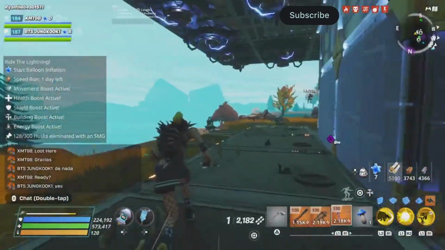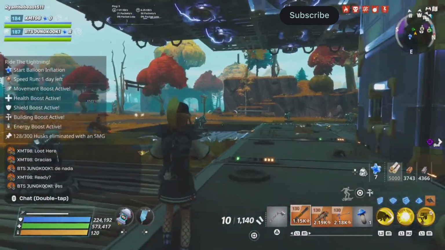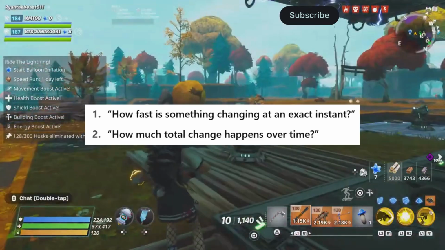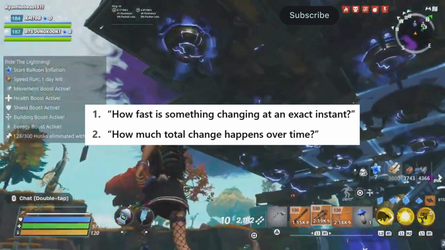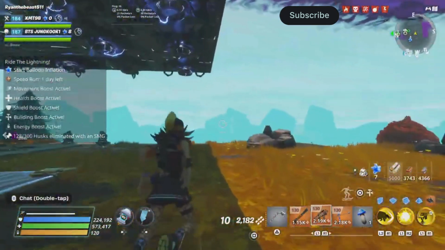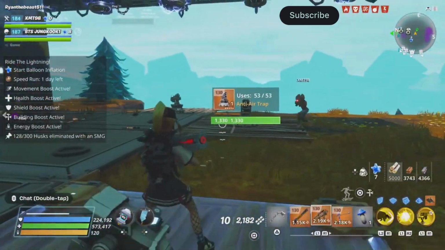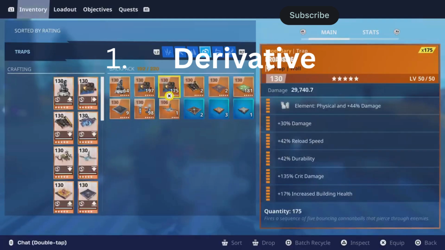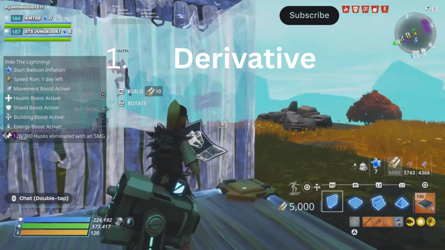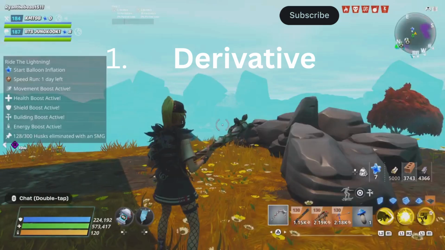Let's strip down calculus to its essence. Calculus answers two questions. One, how fast is something changing at an exact instant? And two, how much total change happens over time? These two questions gave birth to the main branches of calculus. Differential calculus deals with instantaneous change. The key tool here is the derivative, which measures the slope of a curve at a single point.